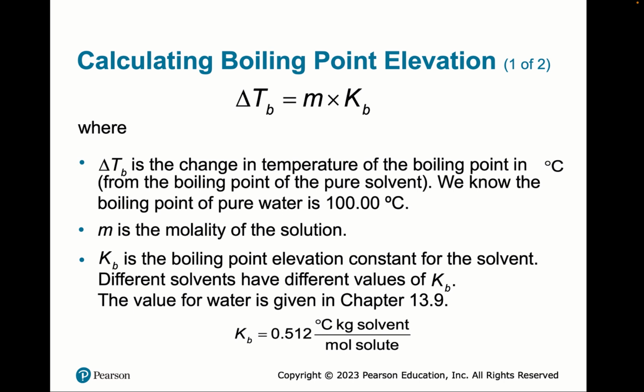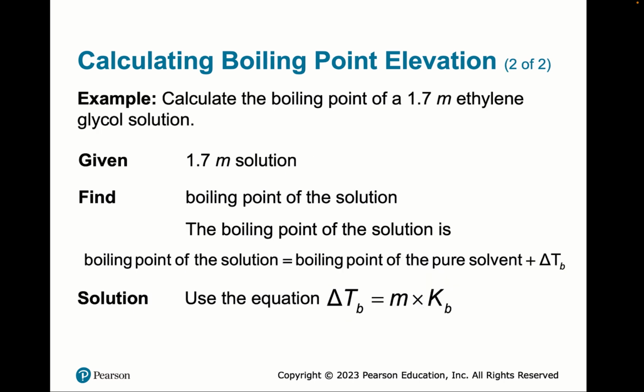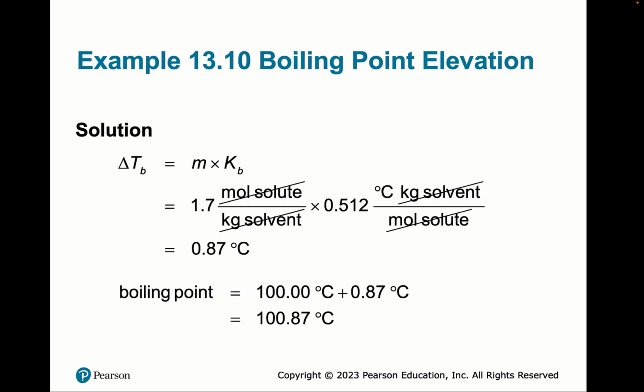It's really the same idea, except you use the K_b instead of the K_f. Same rules: use molality, get the change in temperature, but with this one you have to add it instead of subtract. So what's the boiling point of a 1.7 molal ethylene glycol solution? When we apply it, we get 0.87 degrees Celsius. Then we add this to the boiling point of water, which is 100 degrees Celsius, so we get 100.87 Celsius for the boiling point of this solution. Same idea as the freezing point, but you add it instead of subtract it.